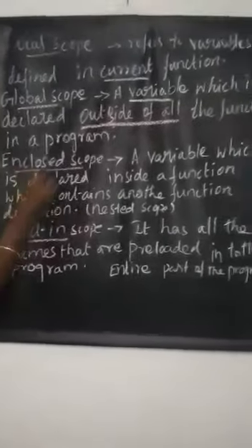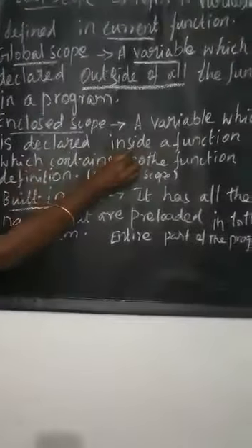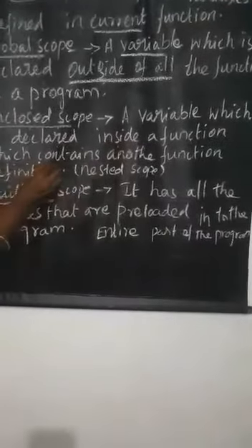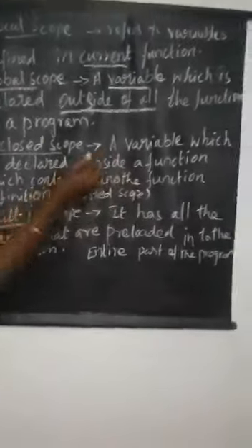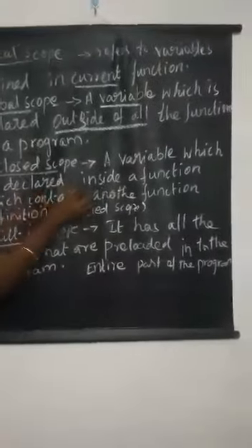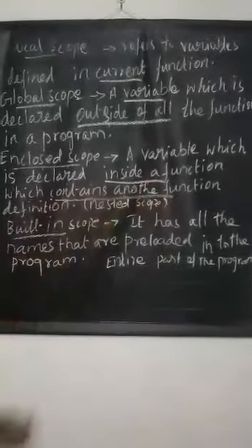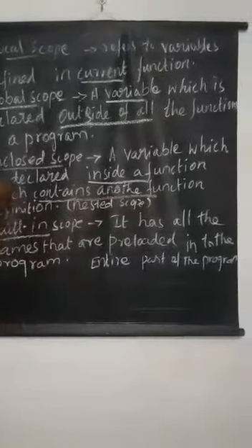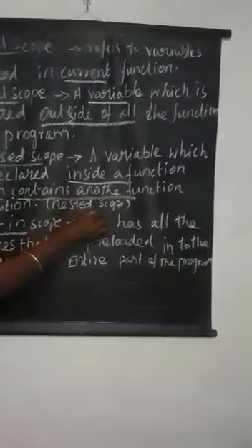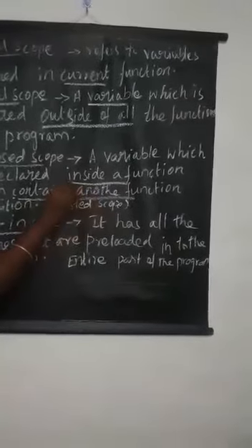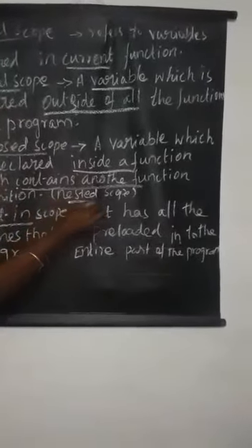Third one, enclosed scope. A variable which is declared inside a function which contains another function definition is called enclosed scope. This enclosed scope is also called nested scope. It is one inside a function and contains another function. So this is a nested scope.